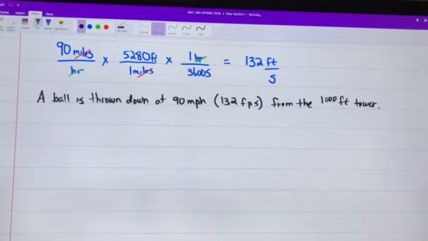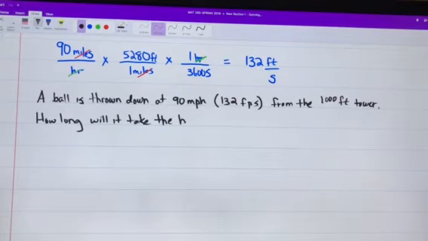And we can pose the questions: how long will it take for the ball to strike the ground? And once the ball strikes the ground, what would be the velocity?